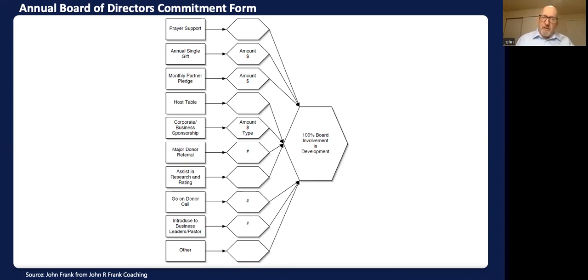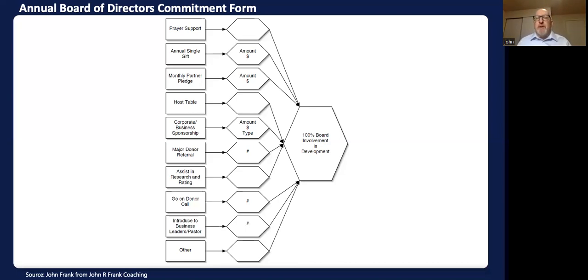Now we get down to the more advanced thinking. Would a board member ever refer a major donor to you? Would they assist in the research and rating? Remember the yellow topped form where you said how much could they give, and what board members might know them. Oh, I play golf with them. They might go on a donor call. They might introduce a business leader or a pastor, and maybe there's something else.